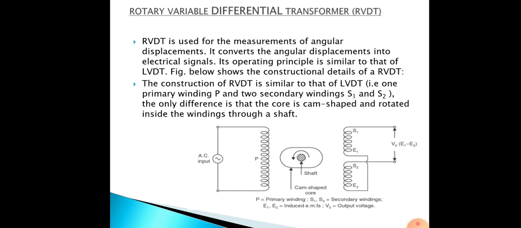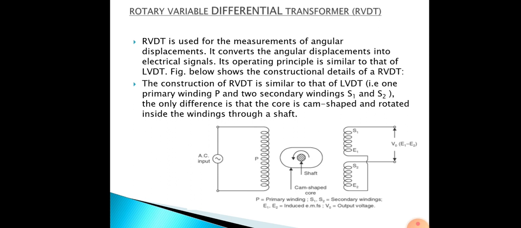Here the shaft is there, you can see in the diagram, and it will be rotated. By rotating, you will be changing the inductance. Only the shaft will be varying over here. The core is rotated in clockwise and anti-clockwise direction with respect to the null position.